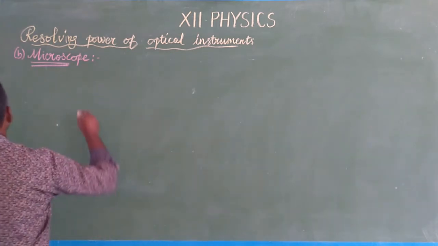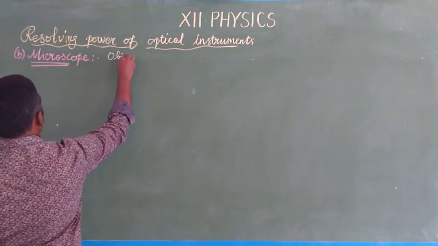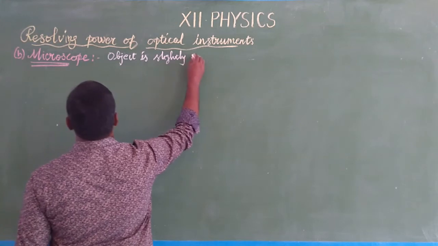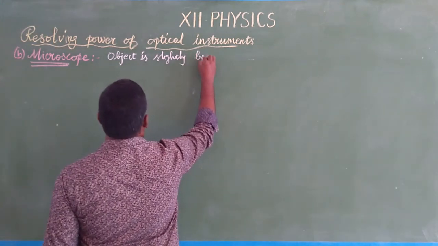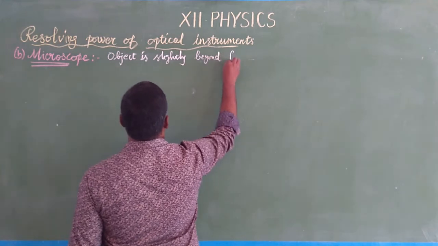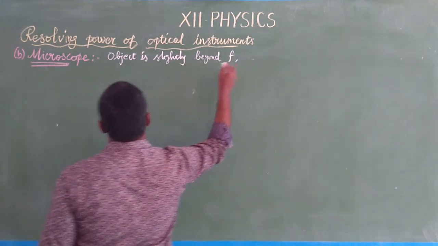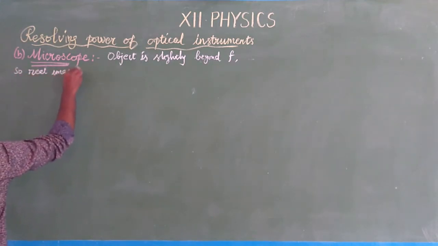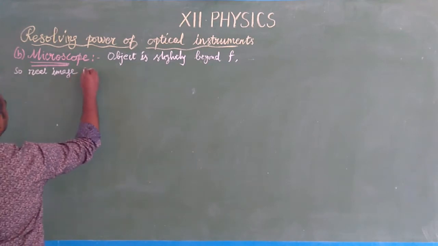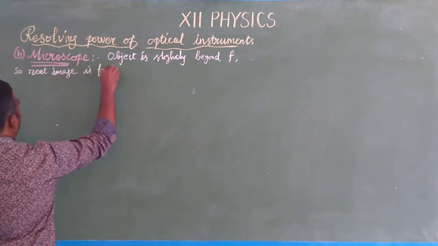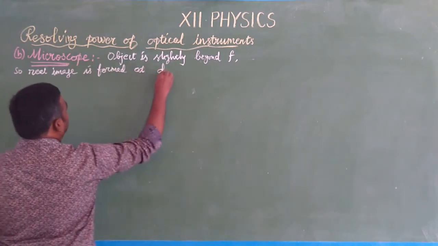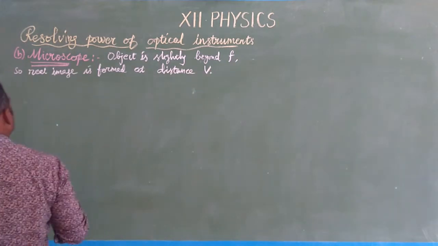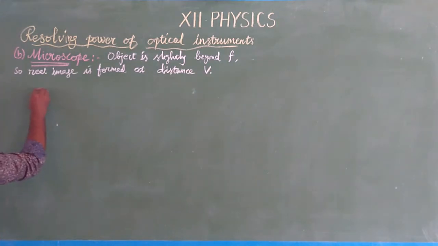For this case there is only one condition: the object is placed slightly beyond the focal length F. So what happens? A real image is formed, because a convex lens forms a real image only, no? So the real image is formed at a distance v. Now you are going to observe this from the diagram, and it has a magnification. First we will see how it forms.